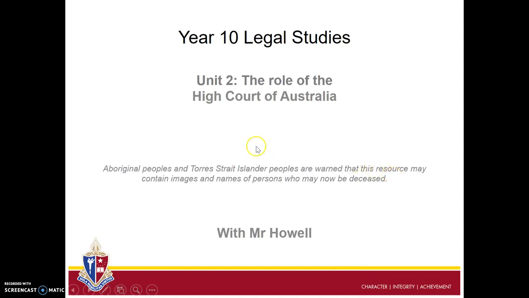Right, Year 10 Legal Studies. We finished Unit 1, which is all about comparing values and systems in the legal system, and we looked at, in particular, Australia, Indonesia, Japan and India. Today we're going to start Unit 2, which is the role of the High Court in Australia.